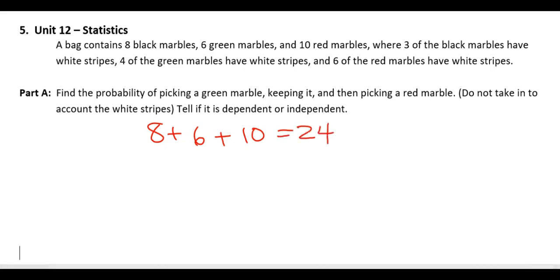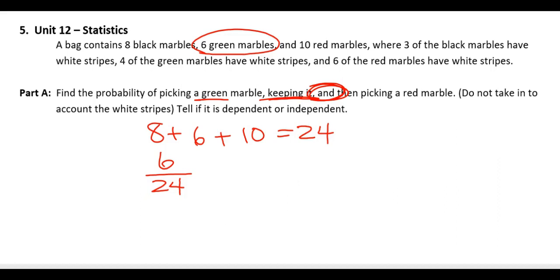Then we're going to look at the green marbles. So it says there's 6 green marbles here. So that's 6 out of 24. And it says the word "and" here. And when it says "and," we're going to multiply. It also says that we're keeping it.